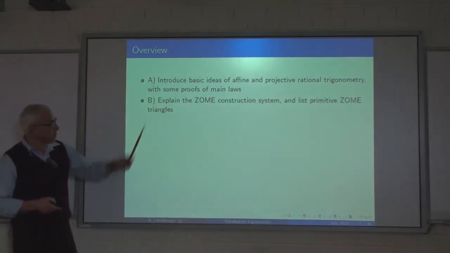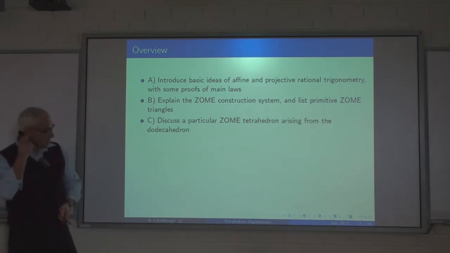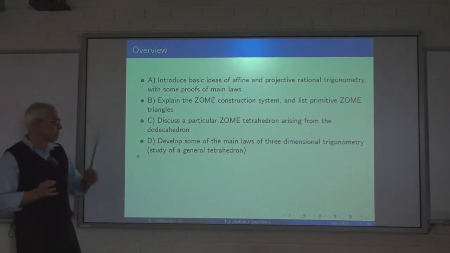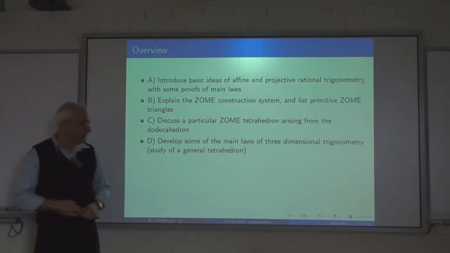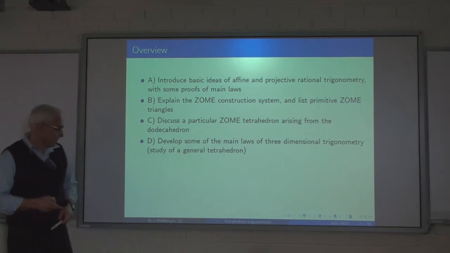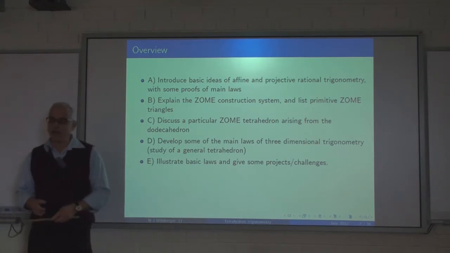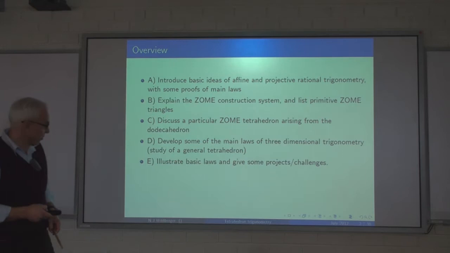Then we're going to introduce the Zome construction system, and we're going to list some primitive Zome triangles. We're going to discuss a particular Zome tetrahedron that comes naturally arising from the dodecahedron. And then the main part of the talk, we're going to develop some of the main laws of three-dimensional trigonometry, which is really the study of a general tetrahedron. We're going to illustrate these basic laws and give some projects and challenges for amateurs who would like to have some interesting projects to work on.